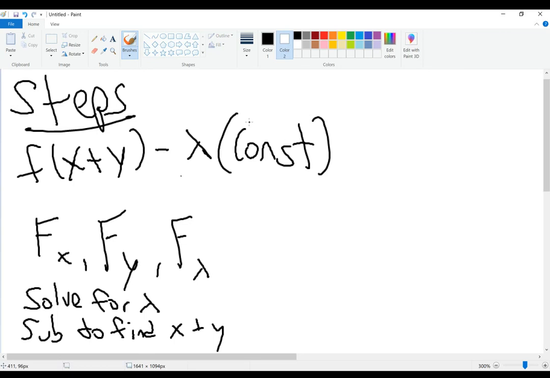Okay, hello. We're going to go through 3.10, the Lagrange multiplier. I'm Noah, and I'm going to be showing you how to go around one of these problems. So let's just go through the steps real quick.